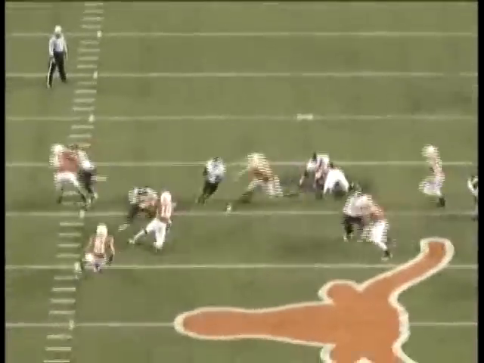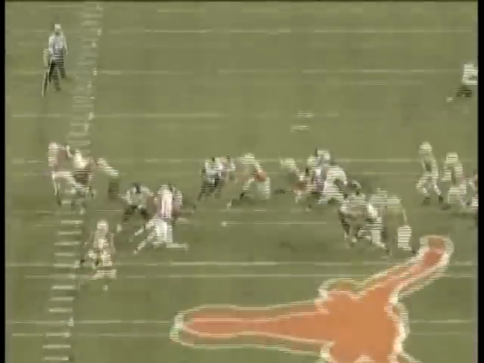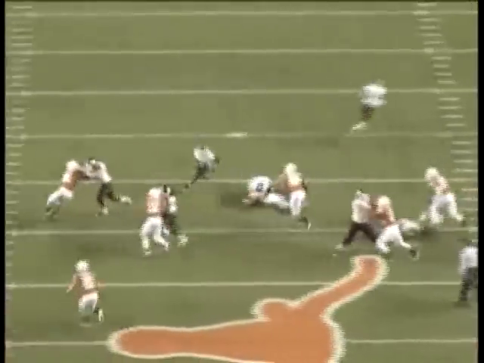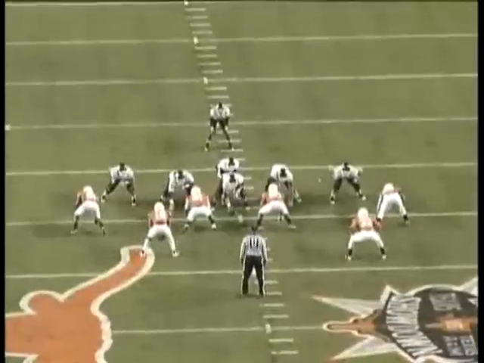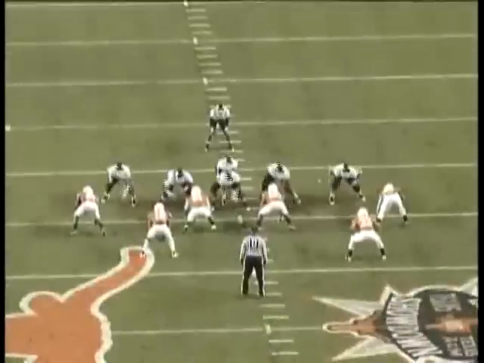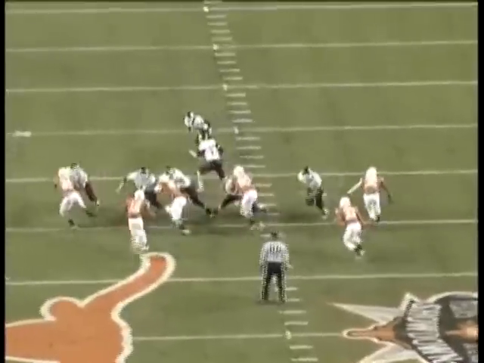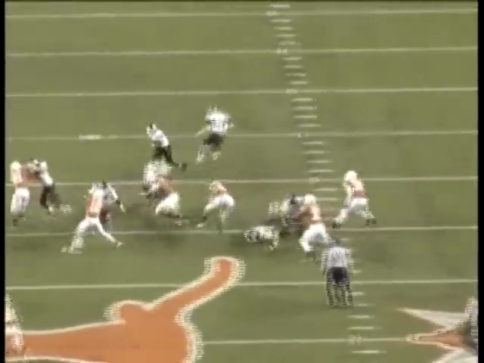Good job by the right guard. That running back's got to press that more. He's got to press this more. Safety's coming down. We got to get that backside two-eye on the ground. Look at the left tackle here. Solid. Watch his left foot and his left hand.